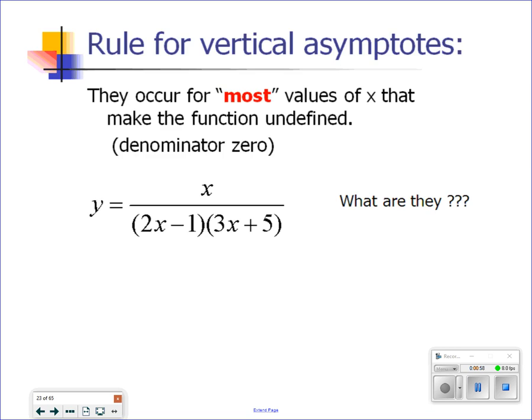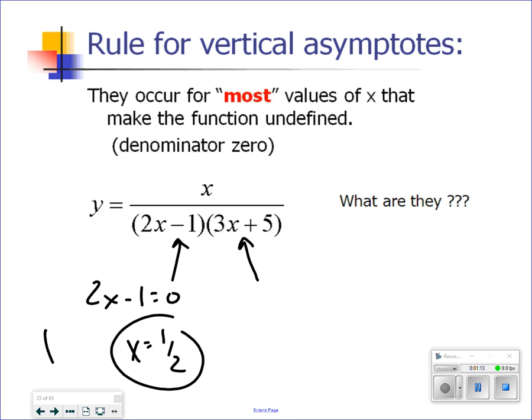A vertical asymptote occurs when the denominator is 0. So they occur at values of x that make the function undefined. So when 2x minus 1 equals 0, there is a vertical asymptote, and I'll abbreviate VA, vertical asymptote at x equals a half. And there's also a vertical asymptote when x equals negative 5/3.